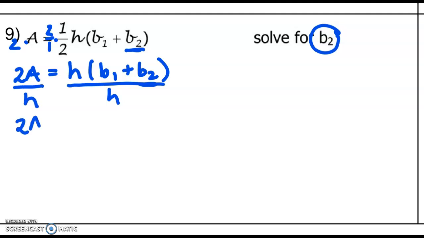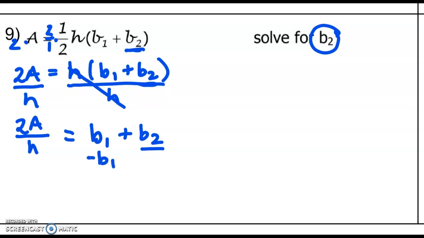So I'm left with 2a divided by h over here. That makes that cancel out, and I'm left with just b1 plus b2 over here. Again, still solving for b2, so I've got to get rid of b1. It's being added, so remember, inverse operation of adding is subtracting. So if I subtract b1 from this side, I have to subtract b1 from this side.